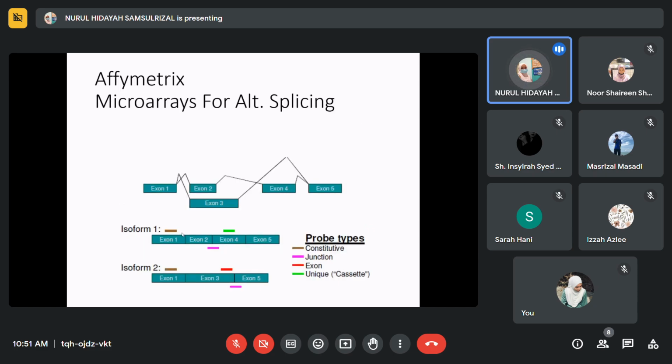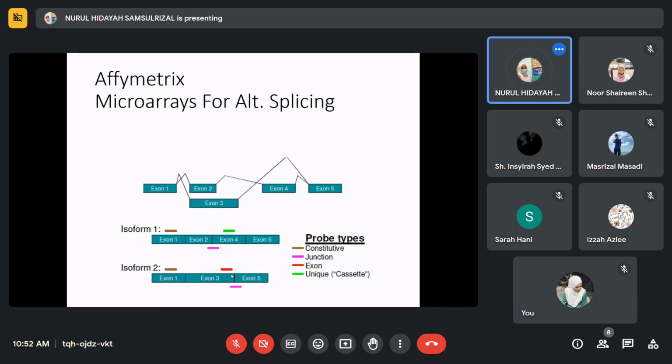Then this is how they do it. Okay, the microarray for alternative splicing. This is the Affymetrix microarray. We have exon 1, exon 2, exon 3, exon 4, exon 5. So we design probes, many probes. We will not use just one probe, because we design probes for each exon, and we also make junction probes. When you have these junctions, you can identify isoform 1 and isoform 2. If you don't make them at the junction, you cannot see it.